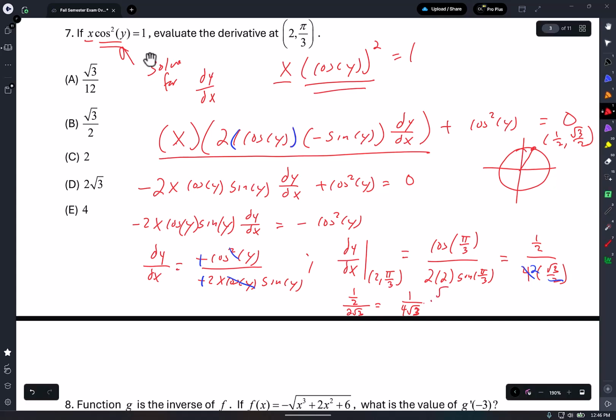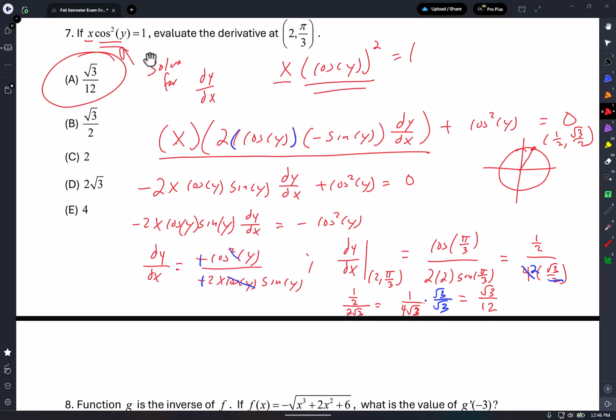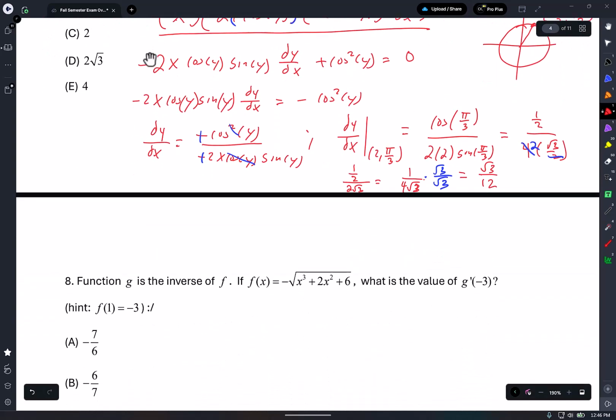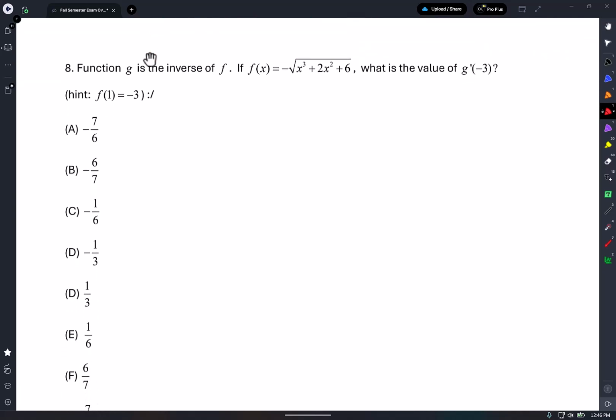That's because they probably rationalize it. So let's rationalize it really quick. Let's multiply this by square root of 3 over square root of 3. And let's see what we got. So square root of 3 over 3, because square root of 3 times square root of 3 is 3, and 3 times 4 is 12. And there it is, guys. Yeah, maybe I should have written a little smaller. Sorry, guys.